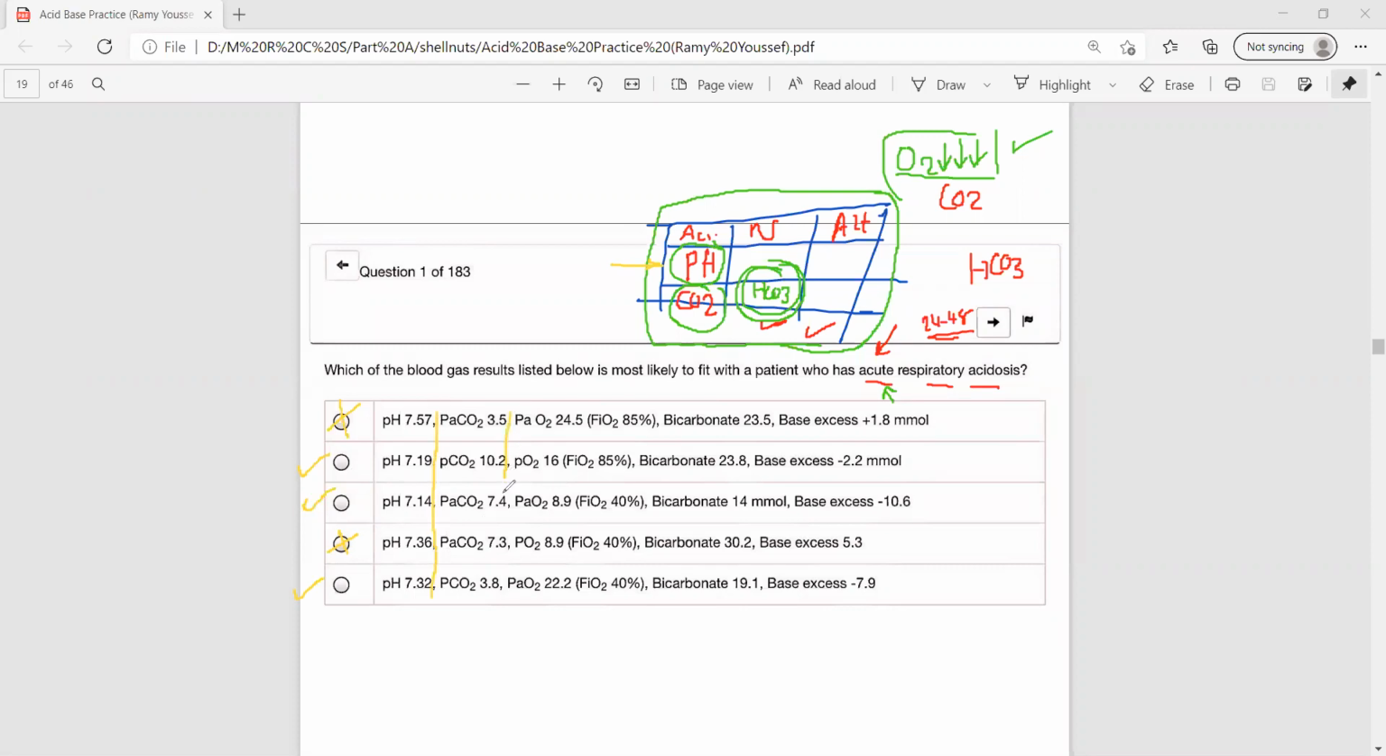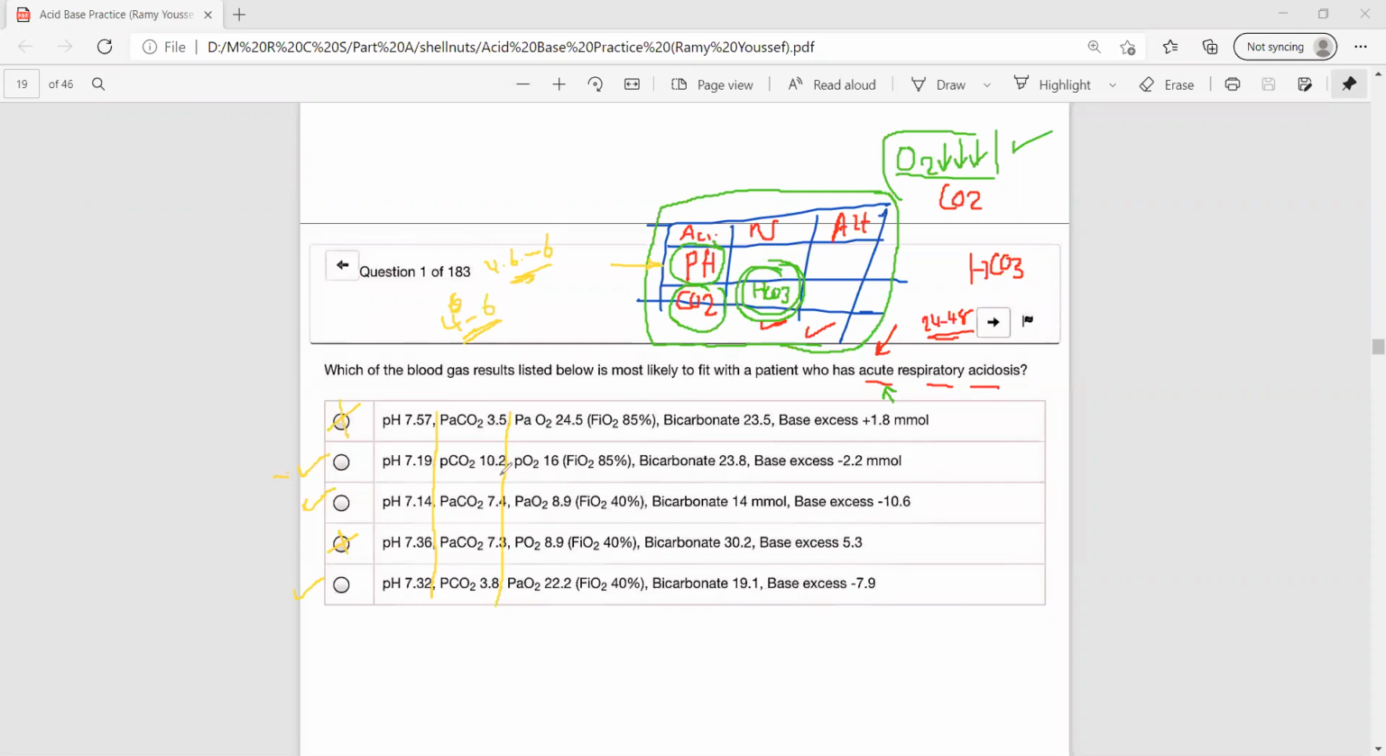Let's go to the second one, which is CO2. For CO2, I have to find it acidotic. Yes, B. And the normal is from 4 to 6, sometimes 4.5, sometimes 4.6 to 6. Okay, so I have three options now.